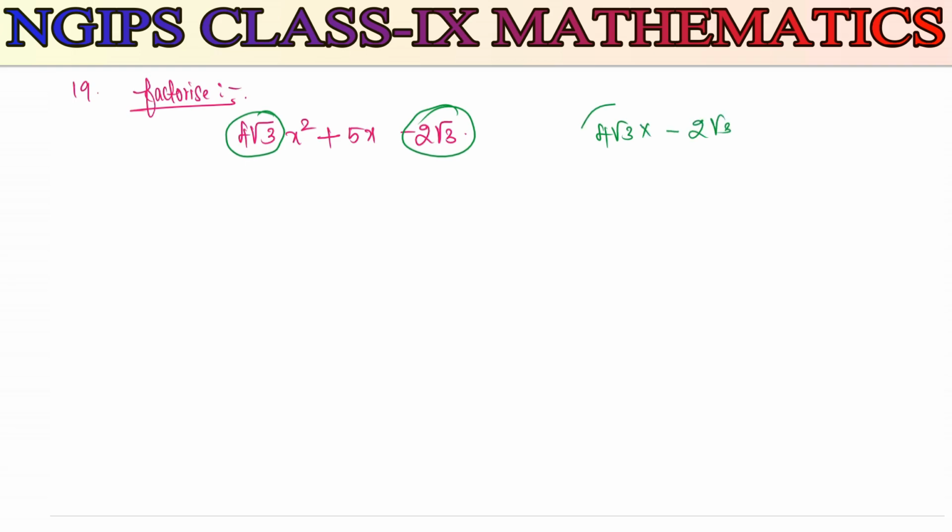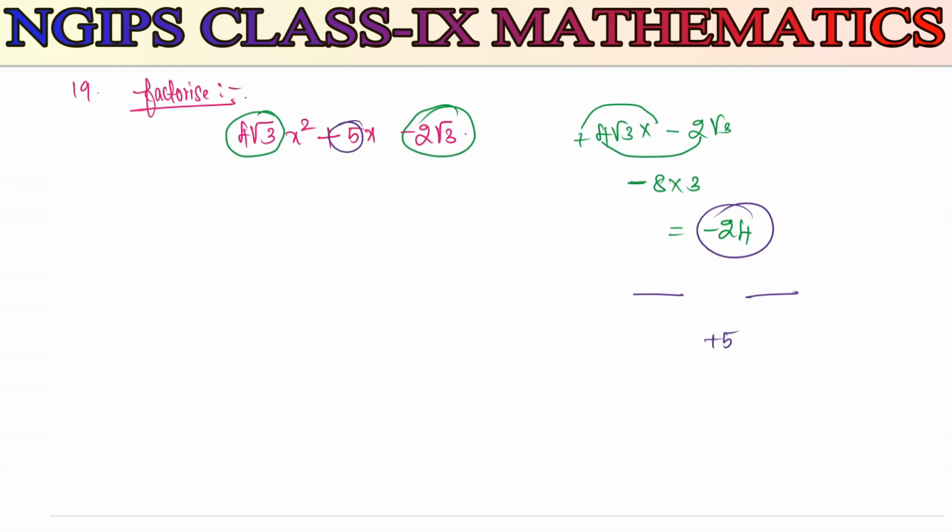So first we have to multiply the sign. If nothing is there, plus into minus it will be minus. 4 2s are 8. Root 3 into root 3 you will get 3. So 8 3s are minus 24 you will get. You have to split into two numbers. When you multiply these two numbers you have to get minus 24. At the same time when you add you have to get plus 5.